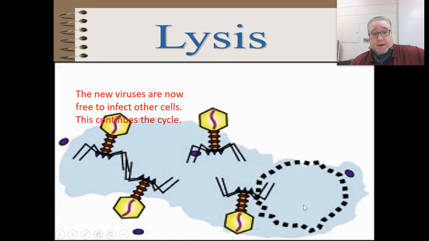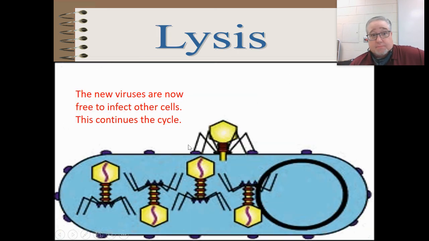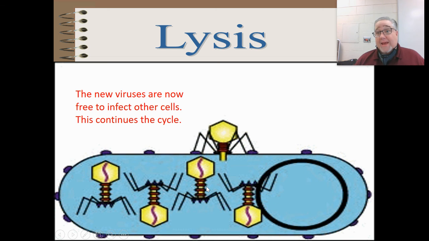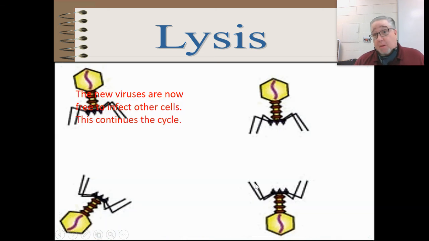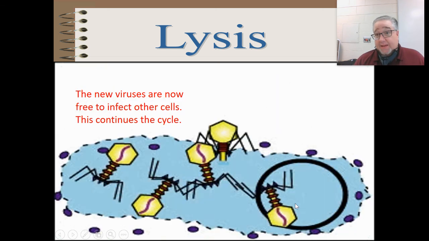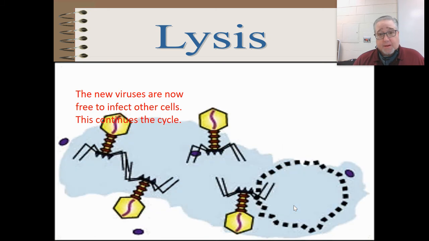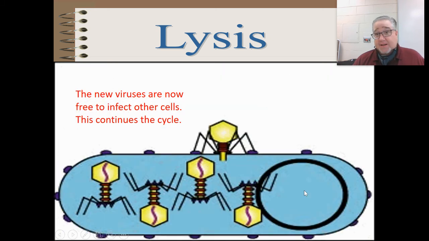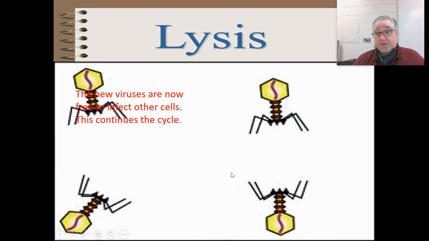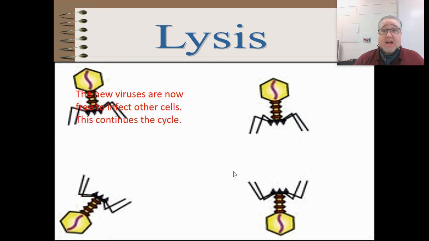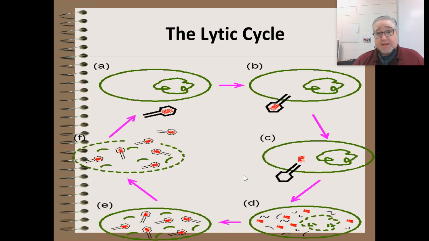And then finally, we have something called lysis. Lysis is basically where these viruses break out of the cell. In most cases, this ends up killing the cell. Sometimes the cell can repair itself, but in most cases, the cell is going to die, and those viruses are going to go and infect other cells. That's why we call this a cycle. A cycle is a sequence of events that repeats itself over and over again.